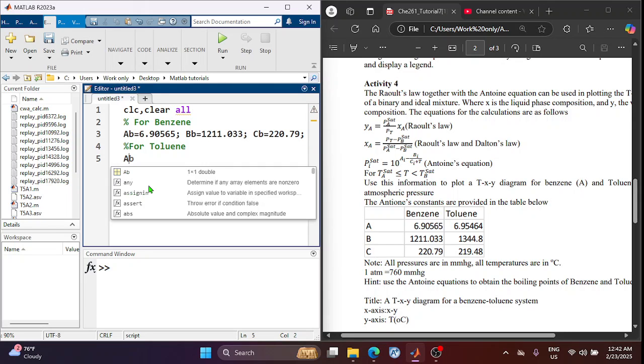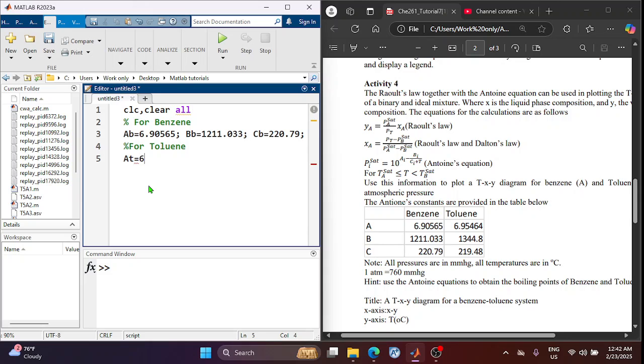Then I can do the same thing for toluene. So AT is equal to 6.95464, BT is equal to 1344.8, and then CT is equal to 219.48. Now we know the pressure for the system is equal to 760. This is in millimeter mercury.